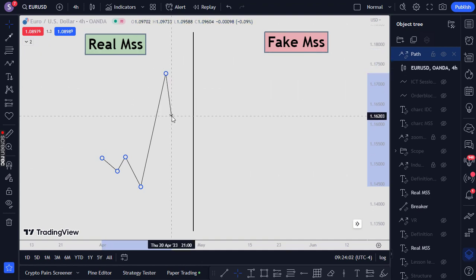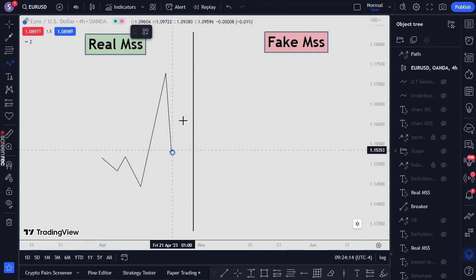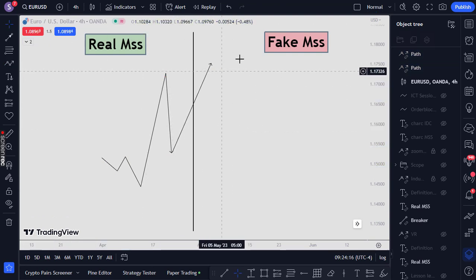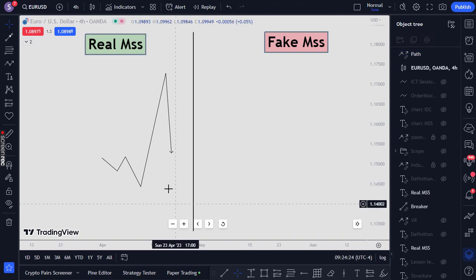Now the thing is, a real market structure shift will hold price from here. So it will retrace this displacement. The price will retrace to a fair value gap right here and continue higher. While a fake market structure shift will break this fair value gap right here, violate it, and continue lower. So that's the difference between them.